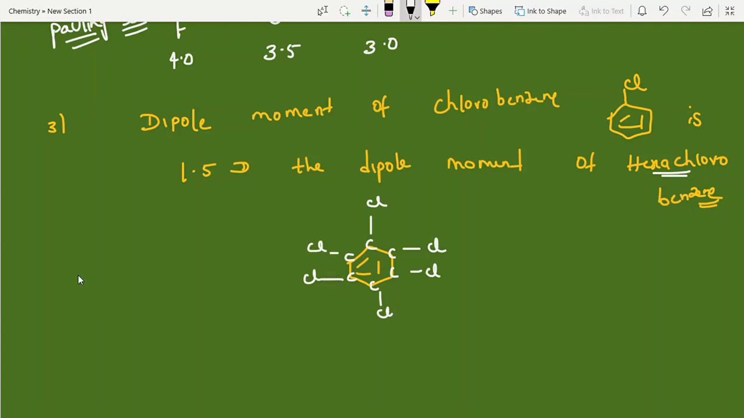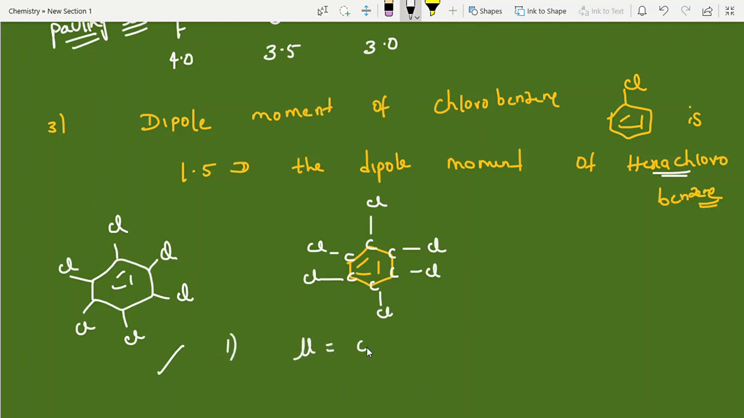Or else you can write another way, like this. Chlorine, chlorine, chlorine, chlorine, all chlorine, 6 chlorines. This is actually the perfect structure. Now they are asking, what is the dipole moment value? First option 0, second option 1.5 D, then 2.86, and the fourth one they are giving 2.25 D. What is our answer, students? Symmetrical molecules have dipole moment 0. Previous class we have discussed, no?